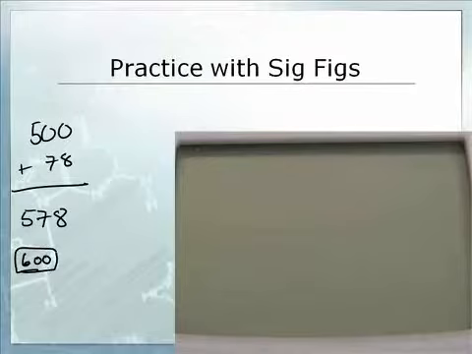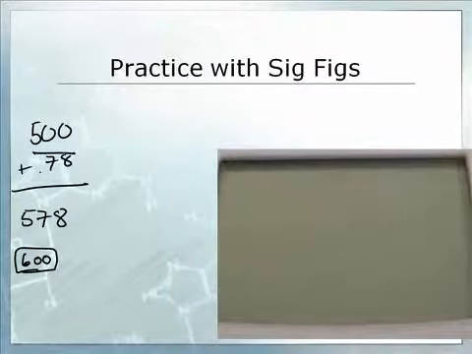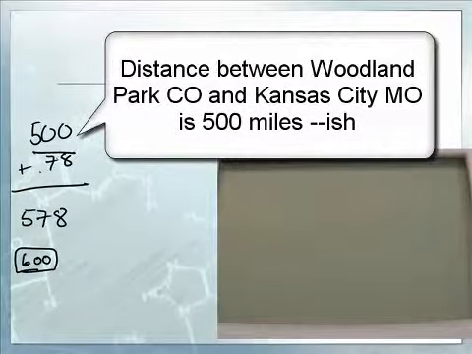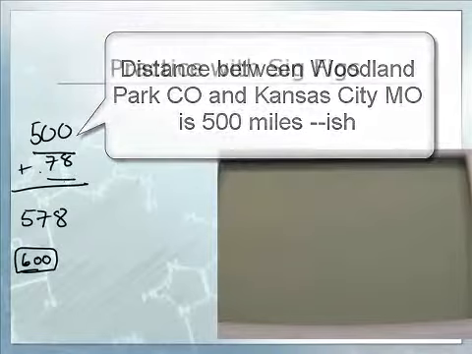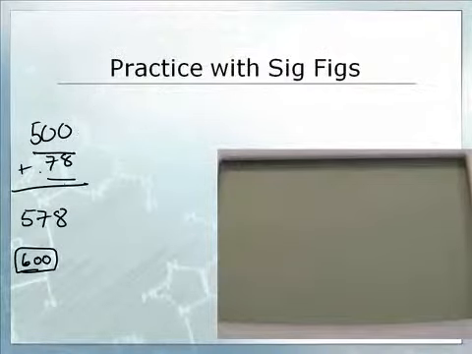Well, you see, the 500 number is a very poor measurement. So let's say I wanted to say the distance between here and Kansas City is 500 miles. How accurate do you think that number is? Neighborhood, right? Yeah, but it's just every 100 miles.